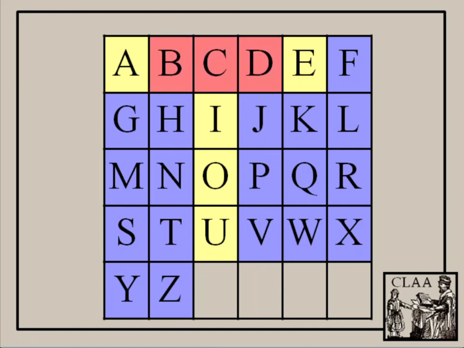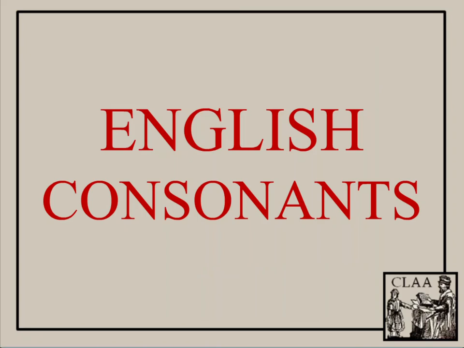In this lesson, we're going to study the first 3 English consonants, B, C, and D. You can see these 3 consonants in red on your screen. Now let's begin our study of the English consonants.